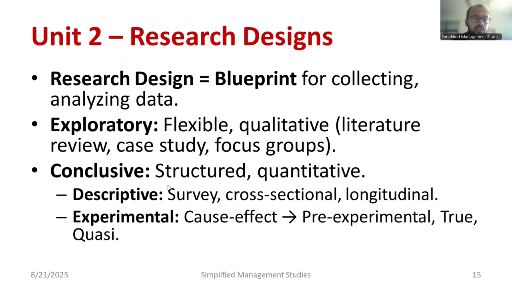What is conclusive research? It's a well-structured, quantitative research that is called conclusive research. So it is basically a descriptive type of research. It includes survey, cross-sectional, interview, and longitudinal research. Another type of conclusive research is experimental research, which mainly focuses on the cause and effect relation. So identifying the variable and finding out the cause and effect, pre-experimental, true and quasi. These are the major points involved under conclusive research. It includes descriptive as well as experimental research.